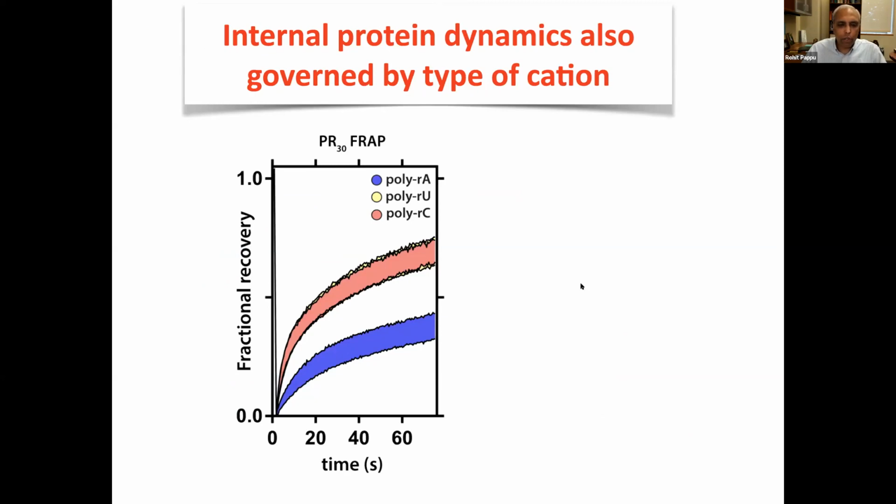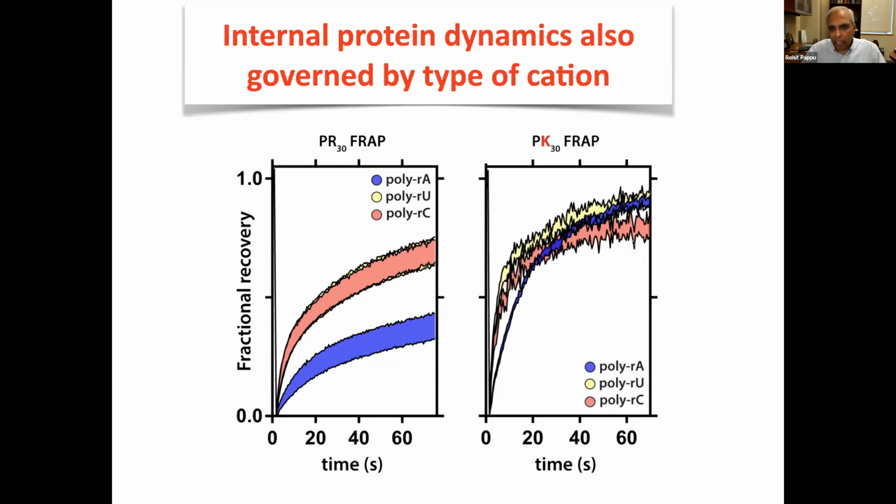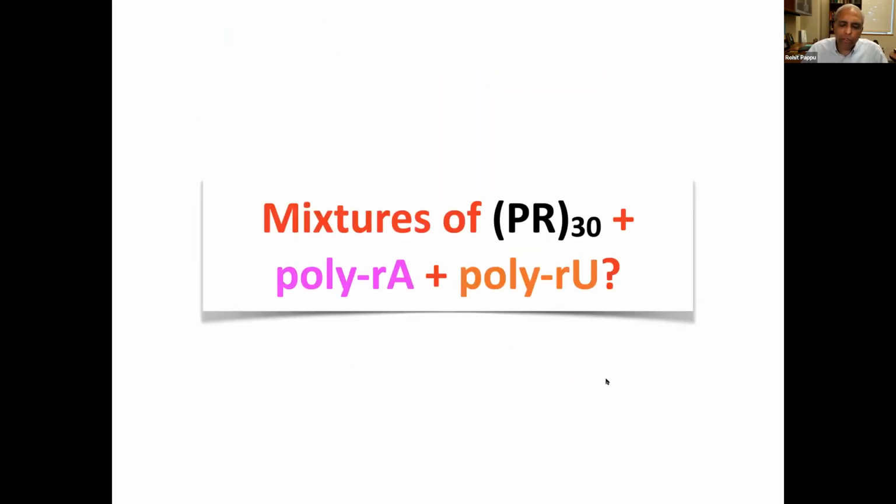What's good for the fusion dynamics of condensates is also good for the internal dynamics of molecules inside of these condensates. And so here what one is doing is basically fluorescently labeling the PR30 and watching the recovery upon photobleaching of the PR30 in the context of these different condensates. And if you do the exact same experiment with the PK system, where the arginine is substituted with the lysine, the recovery is mostly complete and also essentially shows an insensitivity to the purine type or to the nucleobase type.